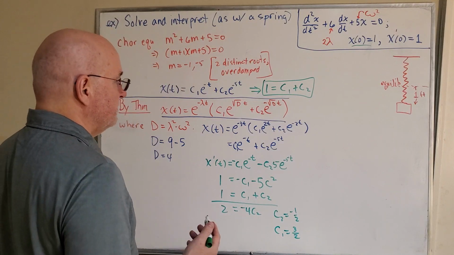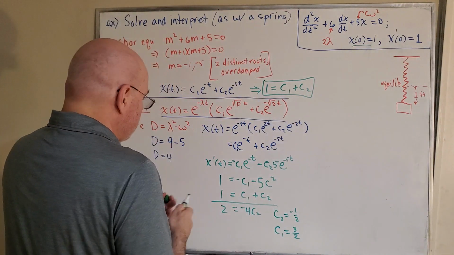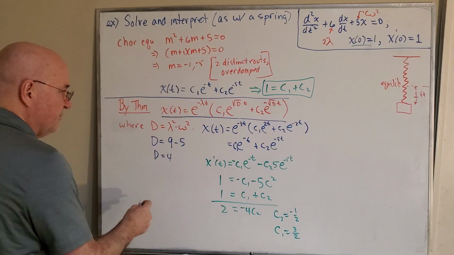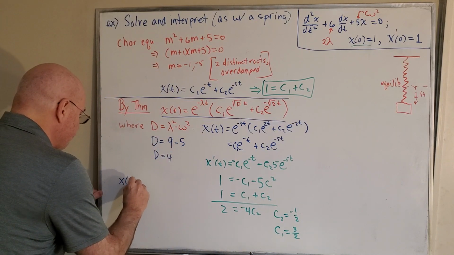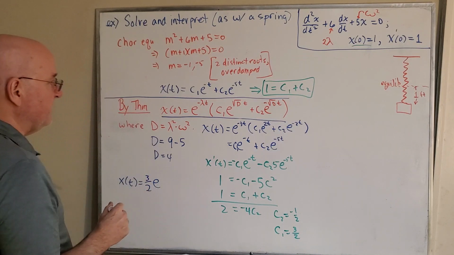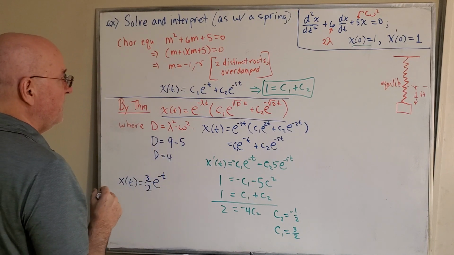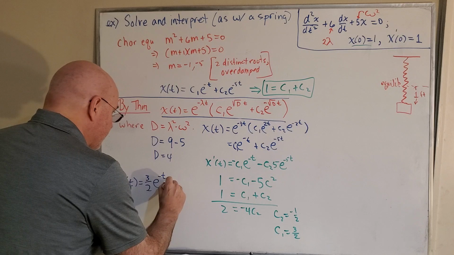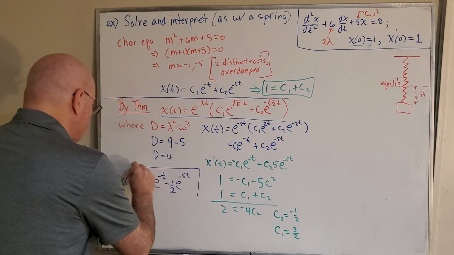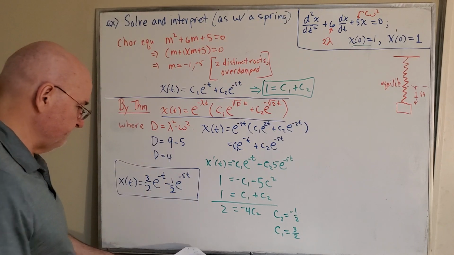So our final solution would be, I'm going to write it way over here because I have one more thing I want to draw on the board. Final solution would be x of t equals c1, which is 3/2, e to the negative t, plus c2, which would be a minus 1/2, e to the negative 5t. So that is the solution.